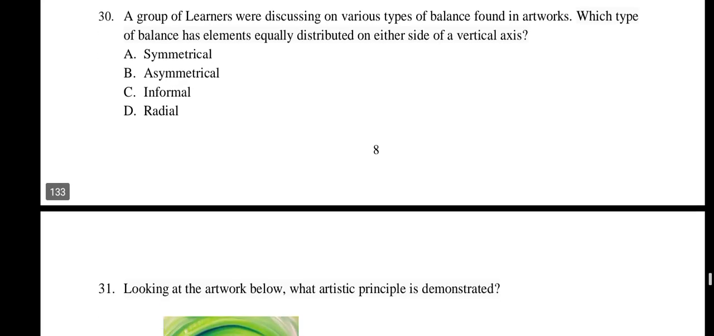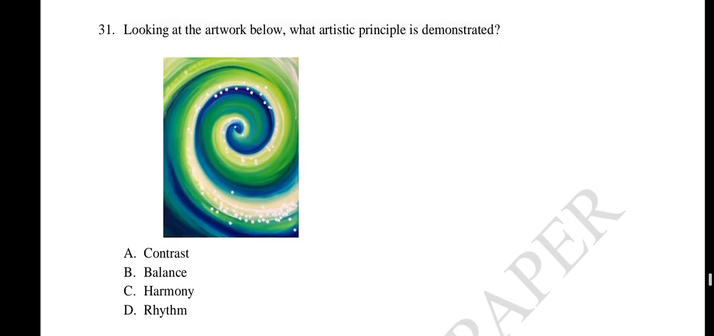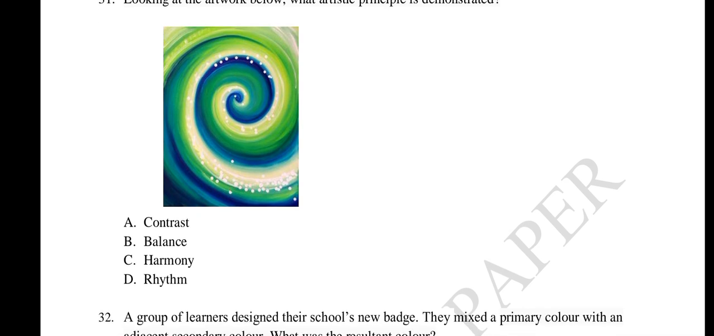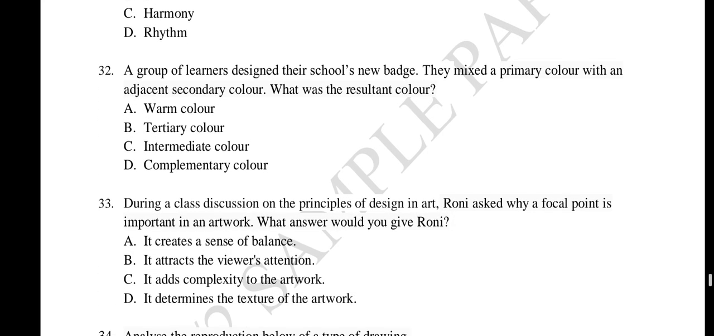Then a group of learners were discussing various types of balance found in artworks. Which type of balance has the elements equally distributed on either side of the vertical axis? Either side of the axis, when they are equally distributed, that is symmetrical balance. Then looking at the artwork, what artistic principle is displayed? Here we have balance, harmony, rhythm, contrast. There we have rhythm. And a group of learners designed the school's new badge. They mix primary color with adjacent secondary color. What is the resultant? That one will give us tertiary colors.